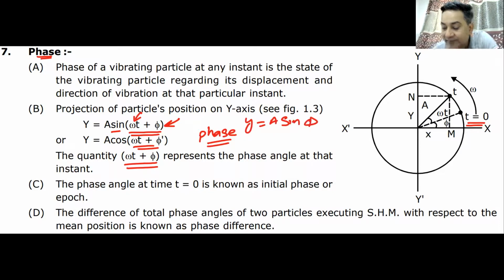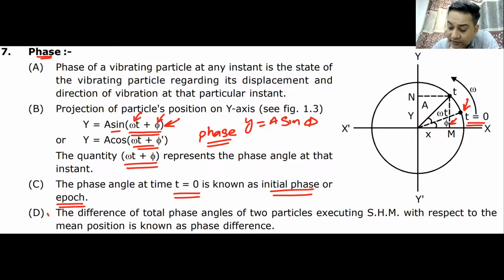Do we understand this? Yes, sir. At t is equal to 0, whatever is the phase of the particle is known as initial phase. Here, as you can see, the initial phase of the particle is phi. That means at time t is equal to 0, the phase angle of the particle is phi. This is known as initial phase or epoch. So if the phase of the particle is omega t plus phi, phi will become the initial phase. Do we understand this? Yes, sir.